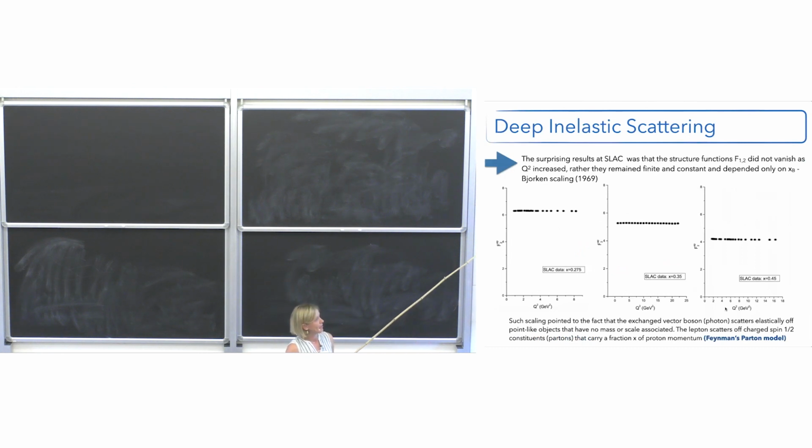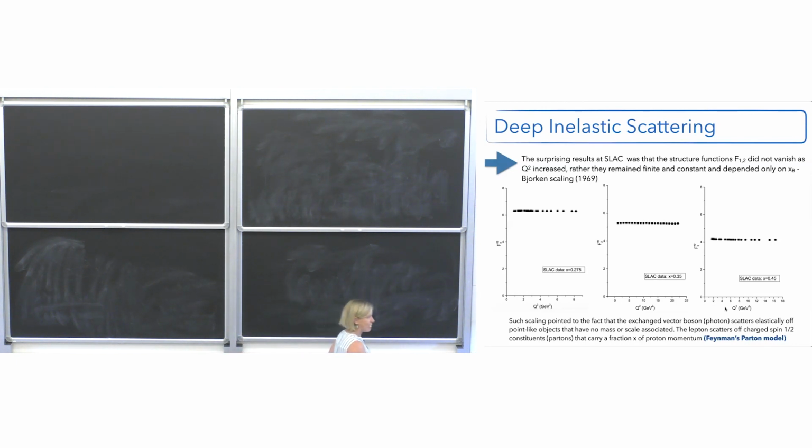Rather, they remain finite and constant, and they only depend on xB. Okay, so this is the Bjorken scaling, and this was measured to an incredible precision by the SLAC data. And this scaling, as was already pointed out, pointed to the fact that the exchanged vector boson, like the photon in that case, was scattering elastically off some point-like objects that had no mass or scale associated. Otherwise, you would have a dependence on the scale.